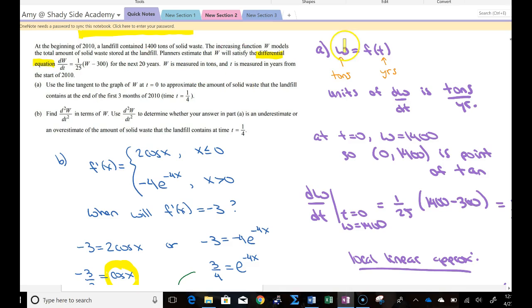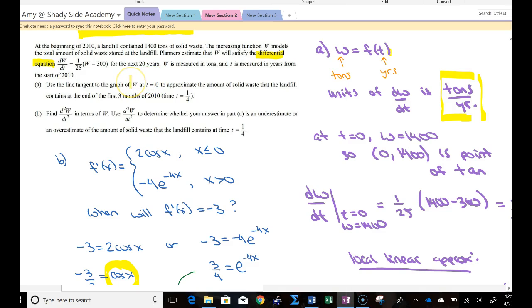W is measured in tons. T is measured in years. I just made a note to myself that I'm dealing here not with y and x, but W and T, and W is a function of T. T's in years, W's in tons. I also made a mental note that if W is the tons at a certain year function, then the units of W prime of T, or dW by dt, would be in tons per year. Just little mental notes for me to make sense of what the information is.